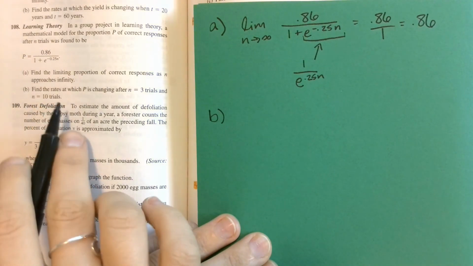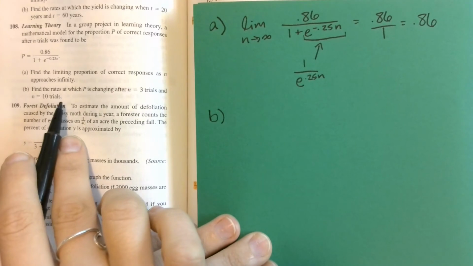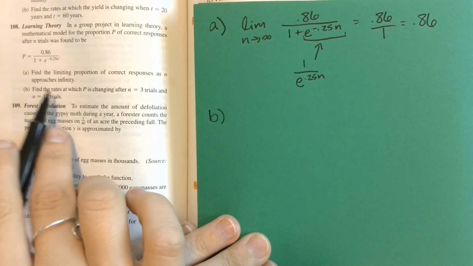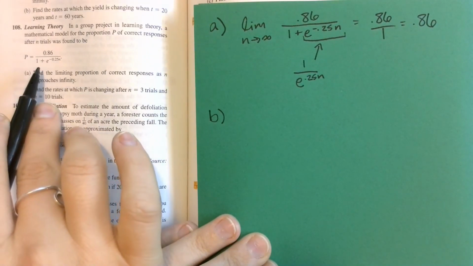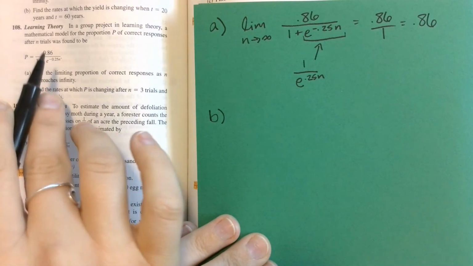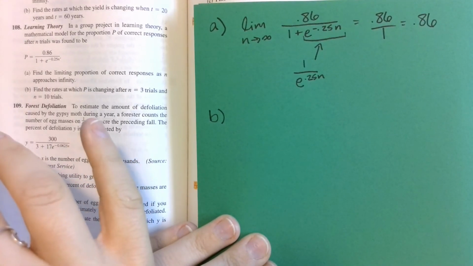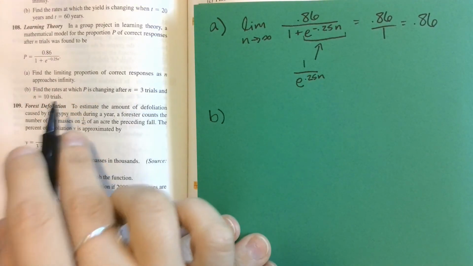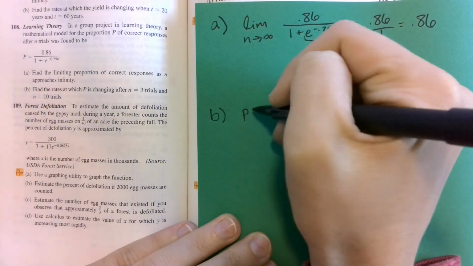For part B, it's wanting to know the rates at which p is changing after n equals 3 trials and then after n equals 10 trials. So the important part here being the rates, that's what we're looking for. So going back to what they gave us, we're trying to decide, is what they gave us a rate? And it is not. We're getting the proportion of correct responses. It is not the rate of the correct proportion responses. So before I plug in my 3 or my 10, I'm going to be finding the derivative of this. So my first objective is to find p prime.